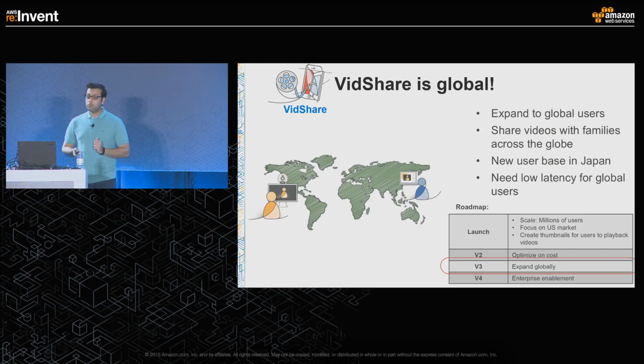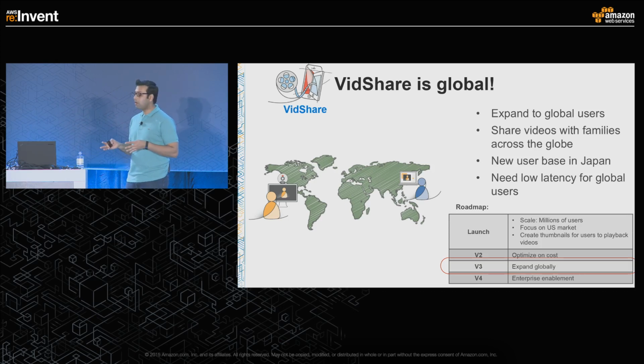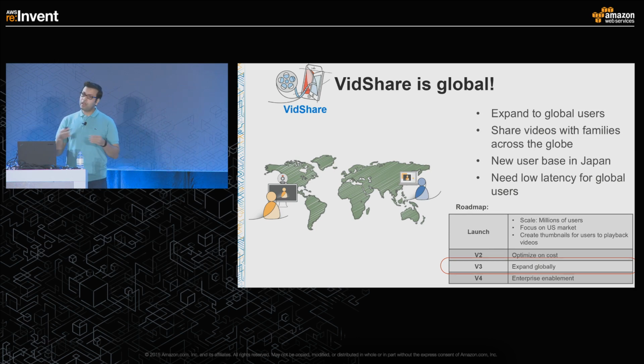So let's move on. Now we've defined and hooked up our basic application. It's out there. We've reduced cost for our application. Now it's time to start thinking about global expansion. As we were analyzing our data, we also realized that a lot of our customers in the US are actually sharing these videos with their friends and families who happen to be in Japan. That's the user segment that's popping for us.